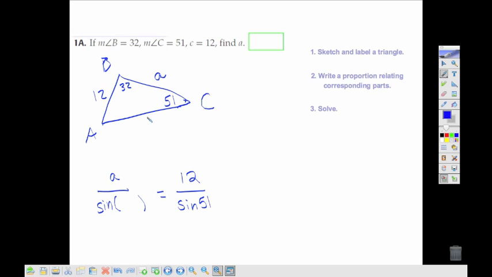In order to do this one, we should start by finding the measure of angle A, and we can do that because we were already given two angles here. So if I add those together and subtract that from 180, then we know that we have a 97-degree angle here for A, and then we can fill that in and our formula is complete. We can then solve this by putting it in our calculator, and we get A equals 15.3.